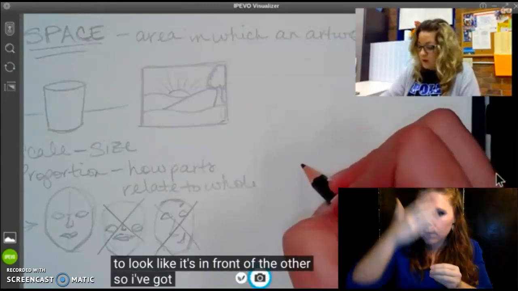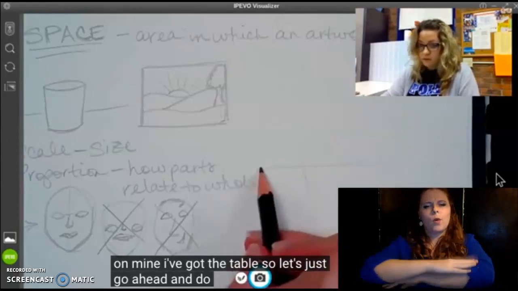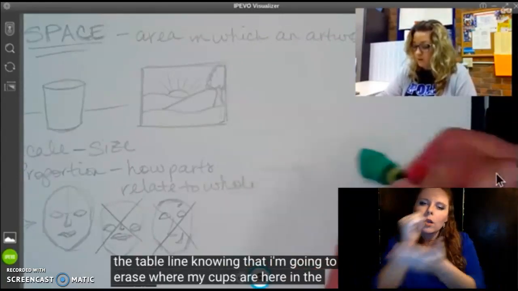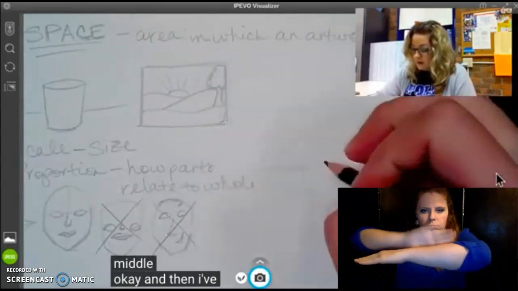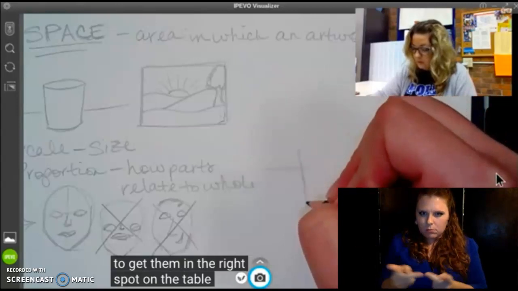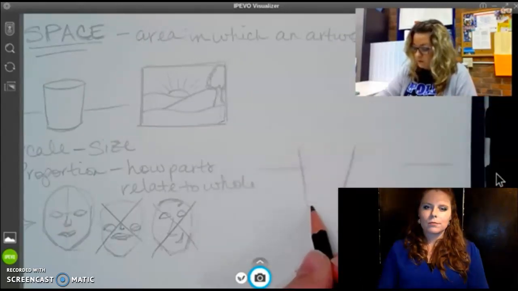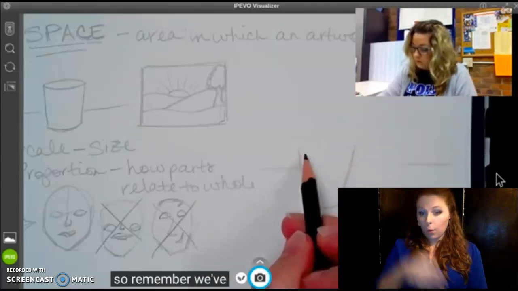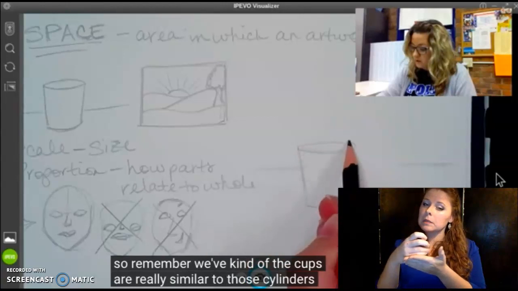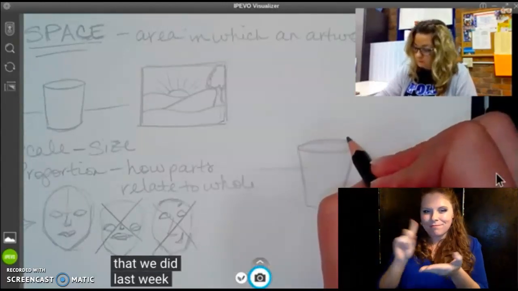Okay, so I just want you to see if you can draw one to look like it's in front of the other. So I've got on mine, I've got the table. So let's just go ahead and do the table line, knowing that I'm going to erase where my cups are here in the middle. Okay, and then I'm going to try to get them in the right spot on the table. Okay. So remember, the cups are really similar to those cylinders that we did last week.